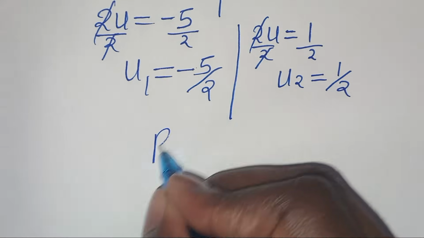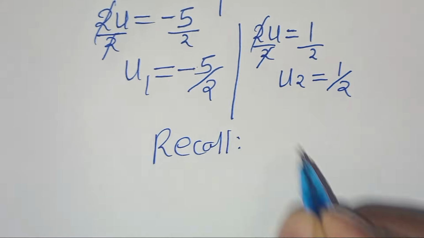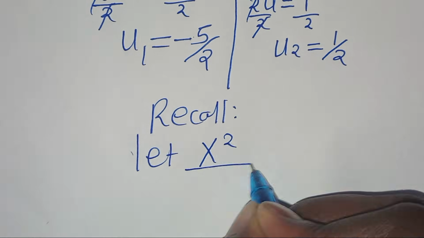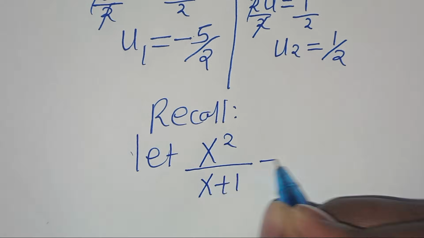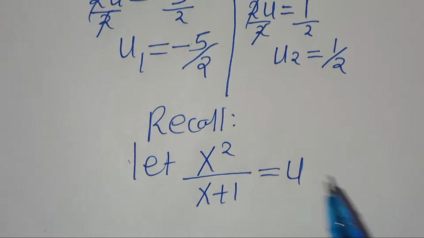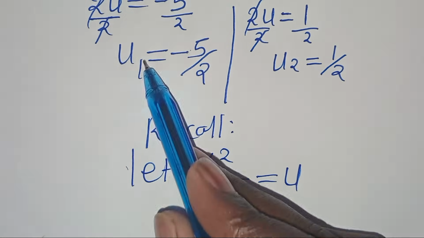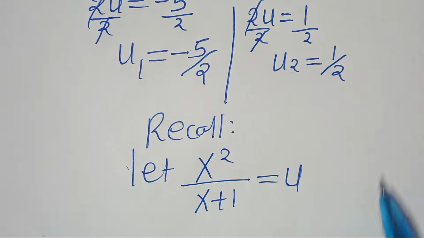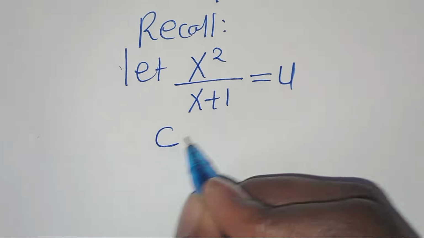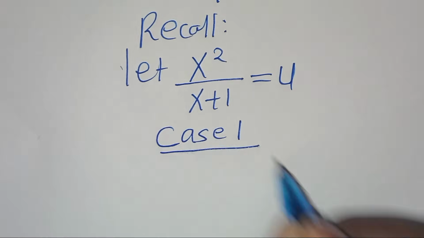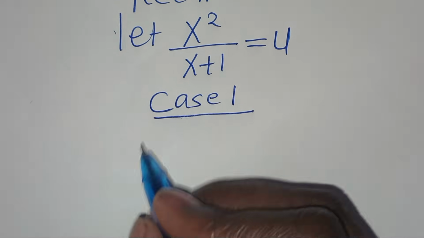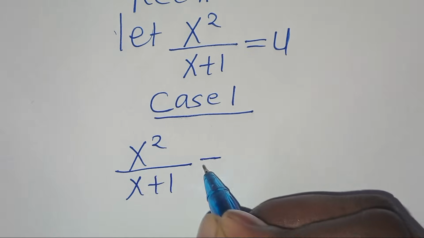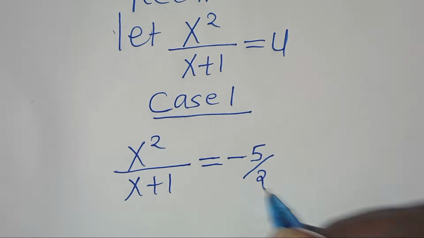Now, if you recall, we let x to the power of 2 divided by x plus 1 be equal to u. So we have two cases here. In case 1, we have u1 is minus 5 over 2. In case 2, we have u2 is equal to a half. So let's start with case 1. In case 1, we have x squared over x plus 1 equal to negative 5 over 2.